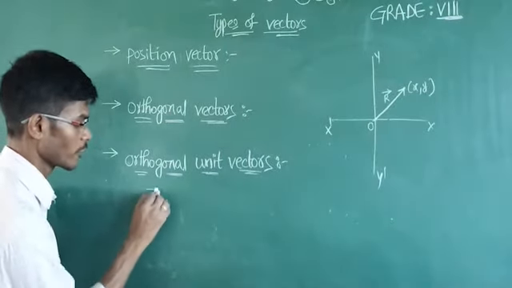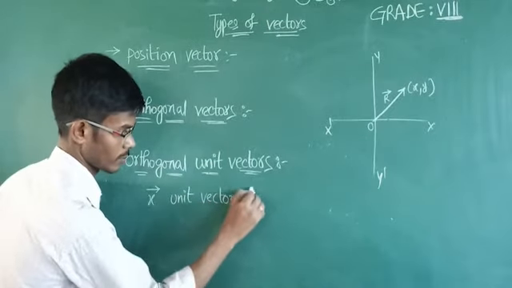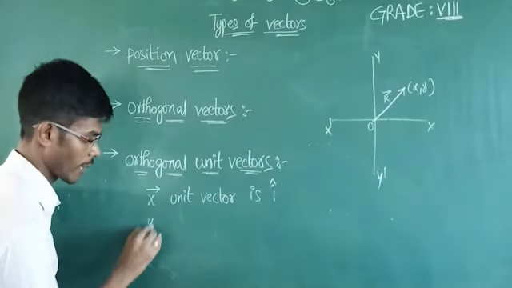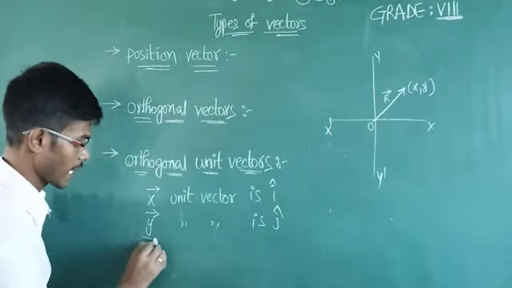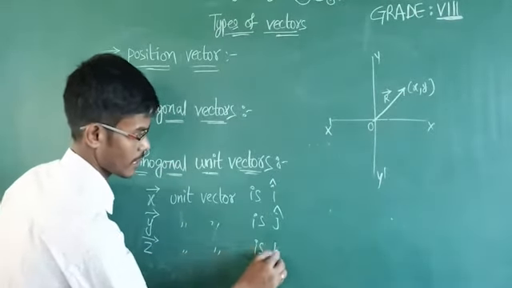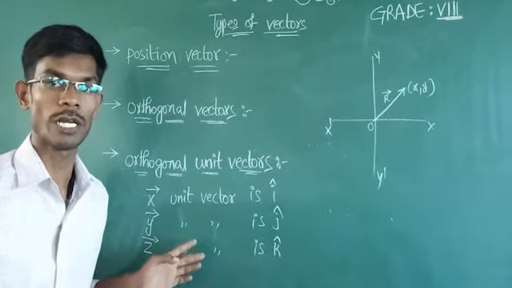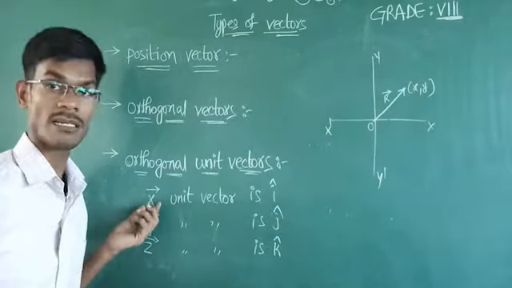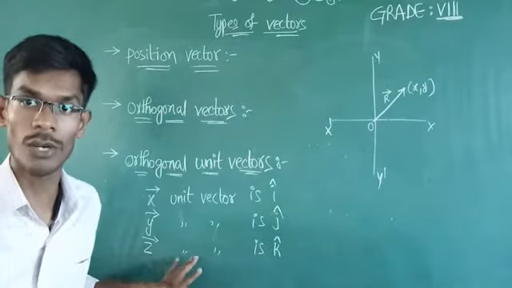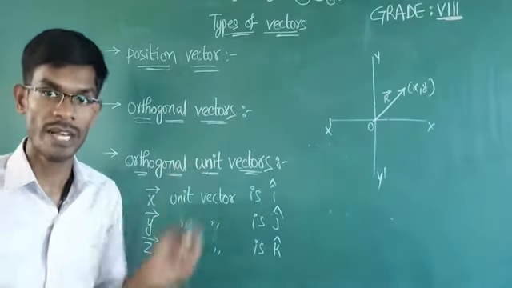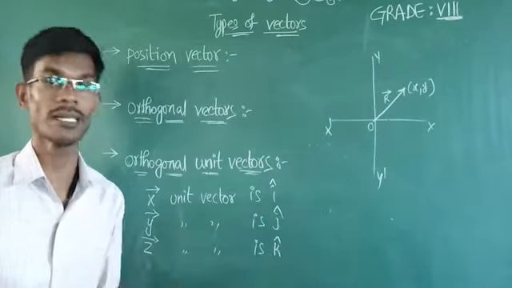Along x bar, the unit vector is i cap. Along y bar, the unit vector is j cap, and along z bar, the unit vector is k cap. Here i cap, j cap and k cap are used to represent the direction along the x axis, y axis and z axis. By making use of these orthogonal unit vectors, we will specify the position of a vector using i cap, j cap and k cap.